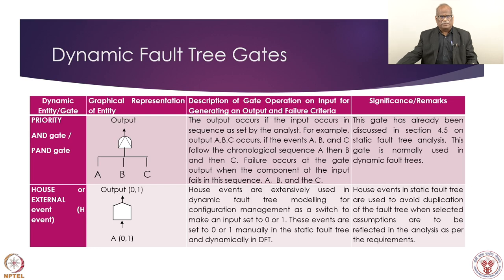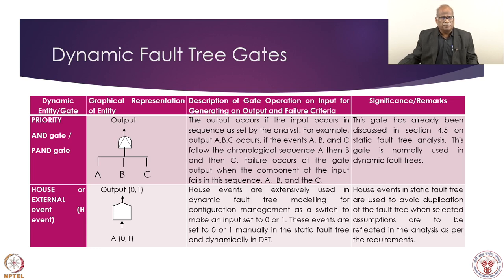So now if we come to dynamic fault tree modeling, there are certain 5 or 6 entities which we must know before we get on to develop our dynamic fault tree. The first entity is called the priority AND gate. That means an AND gate with certain priorities. Suppose there are A, B, C, 3 inputs, so there will be a priority for these inputs. They should come in that chronological order, and only then the output event will occur.